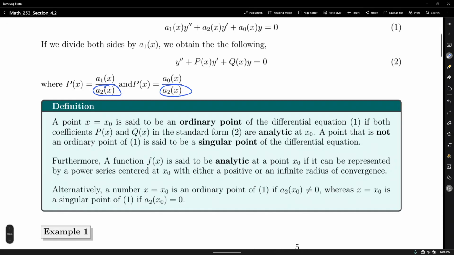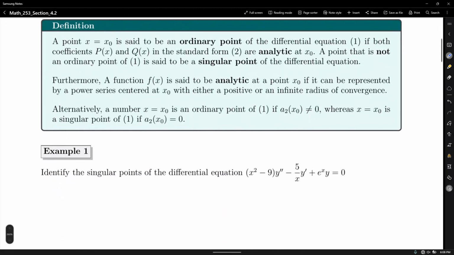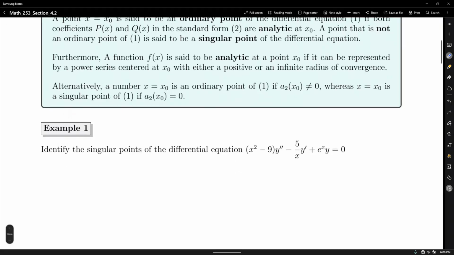Alternatively, an easier way to see this: a number x equals x naught is an ordinary point if the denominator a sub 2 of x is not equal to 0 in the differential equation. And x equals x naught is singular if it is equal to 0. In other words, let's have a look at one example. So consider the differential equation. Let's identify just the singular points in this case.